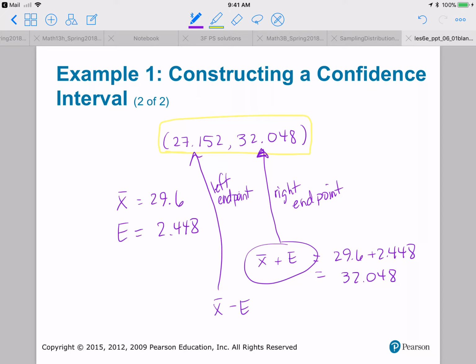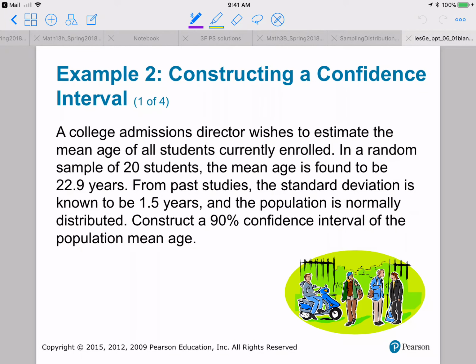So what does the calculator do? The calculator computes E and then computes X bar plus E, X bar minus E, and spits out the confidence interval for you. Okay, let's do another example here.